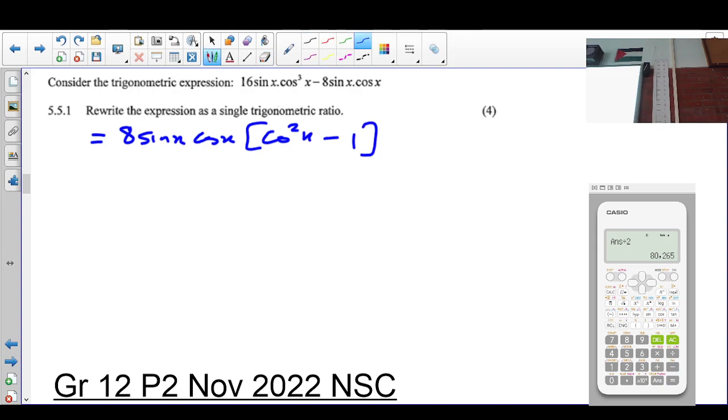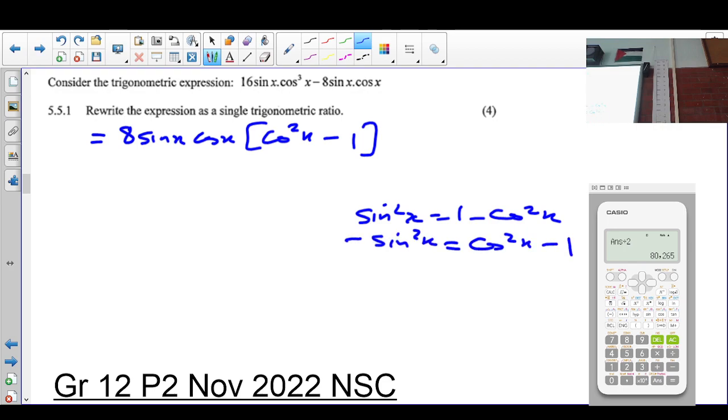And we know that sine squared x is equal to 1 minus cos squared x. So what is cos squared x minus 1? So it has to be negative sine squared x. Right, so that's not going to work. So it should remind us of something else.